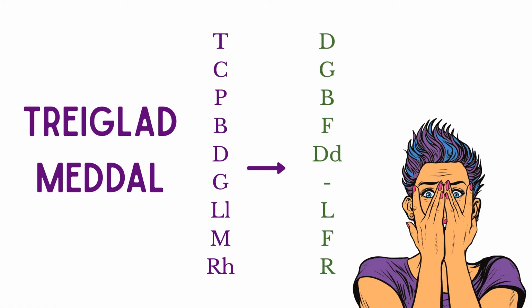Here's that mutation again. We can see the letters on the left-hand side in the purple are ones which are going to be subject to treiglad meddal. That is the list of letters which can change in this particular situation. And in the green, or gwyrdd, on the right, you can see what they change to. T becomes D and so on. You can always refer back to this part of the video if you need to check it again.